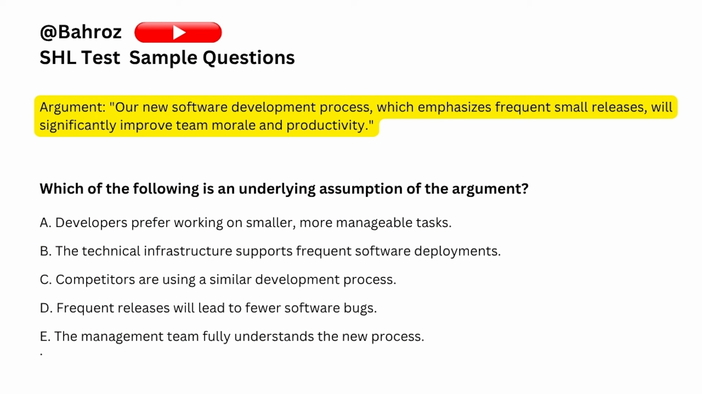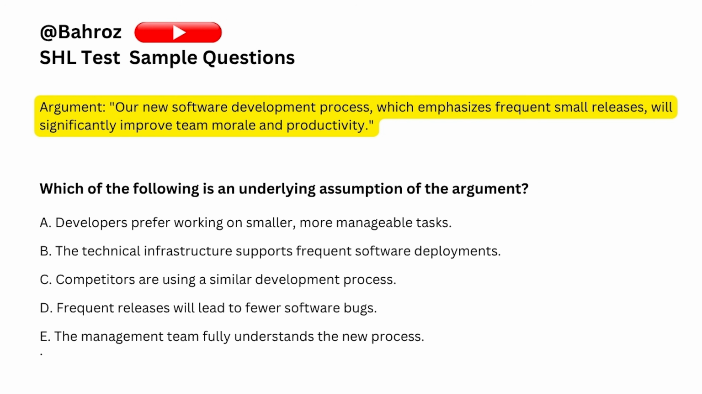Next sample question. The argument states that our new software development process, which emphasizes frequent small releases, will significantly improve team morale and productivity. Which of the following is an underlying assumption of the argument? A, developers prefer working on smaller, more manageable tasks. B, the technical infrastructure supports frequent software deployments. C, competitors are using a similar development process. D, frequent releases will lead to fewer software bugs. E, the management team fully understands the new process.